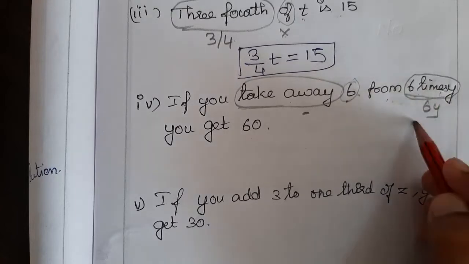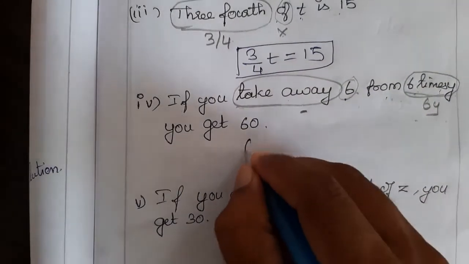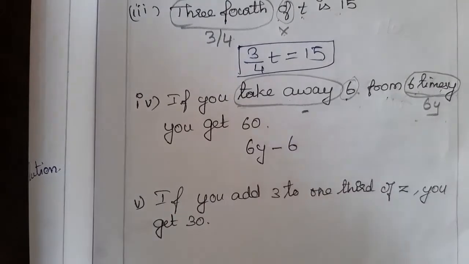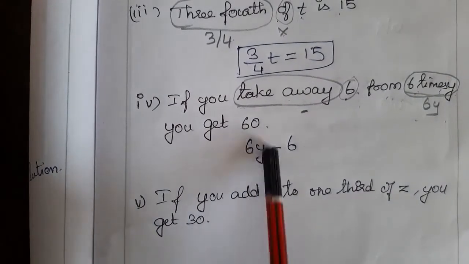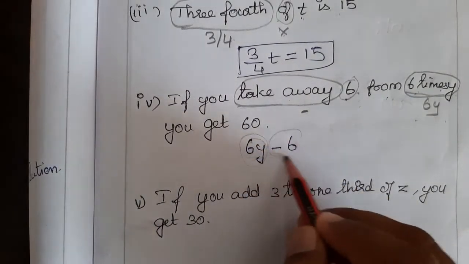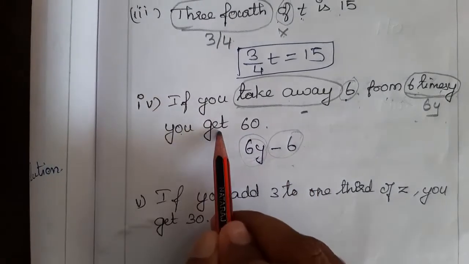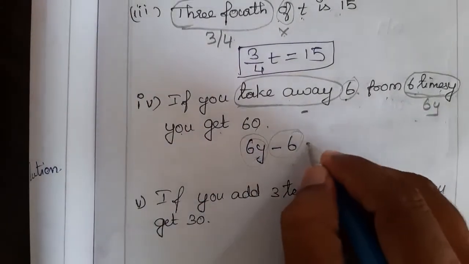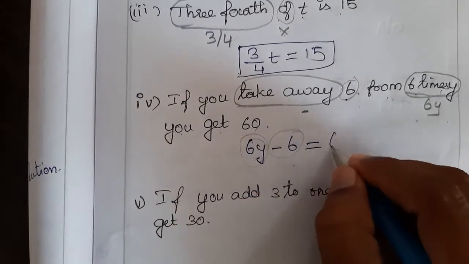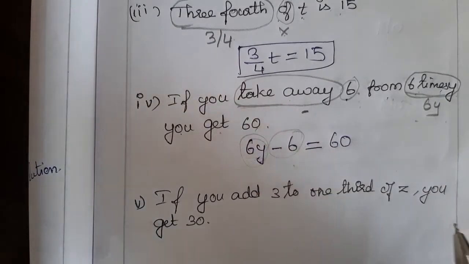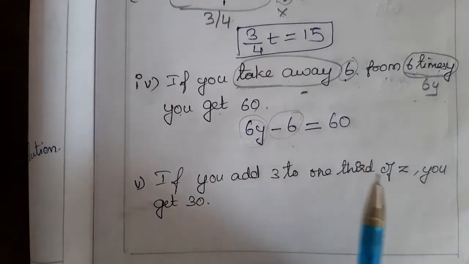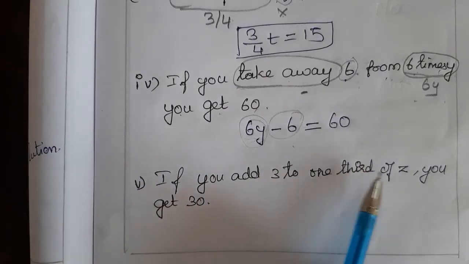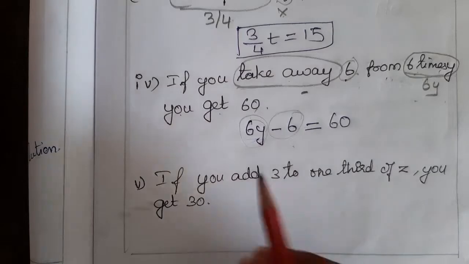6 times y means 6 into y is 6y. So from the 6y we have to take away the 6, right? So if you take away 6 from 6 times y, it is written as 6y minus 6. You get 60. You get means we will get that value. We will get the value 60. We represent you get with an equal sign because we will be getting the number 60. Clear?